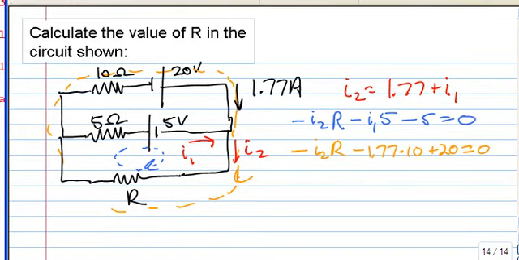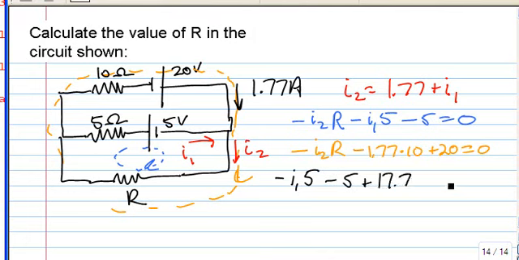Okay, now that I have these three equations, I can solve for the three unknowns, I1, I2, and R. In this case, probably the easiest way to proceed is to just subtract the orange equation, this last equation here, from the blue equation, the one right above it. Let's go ahead and proceed to do that. When I do that subtraction, the I2R terms cancel. I'm left with minus I1 times 5 minus 5 plus 17.7 minus 20 is equal to 0.